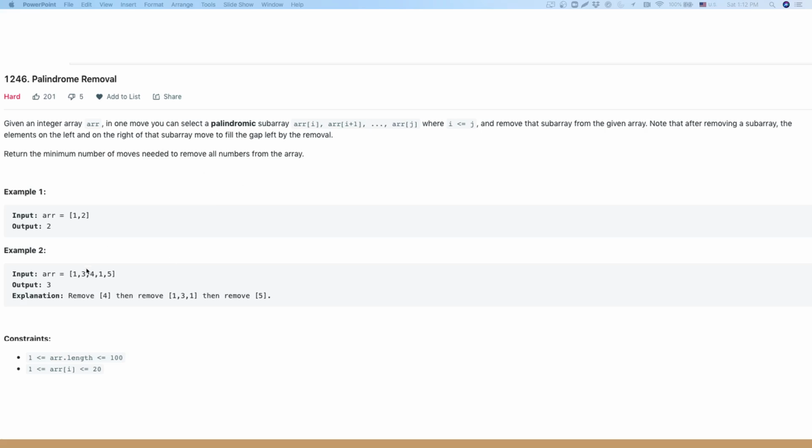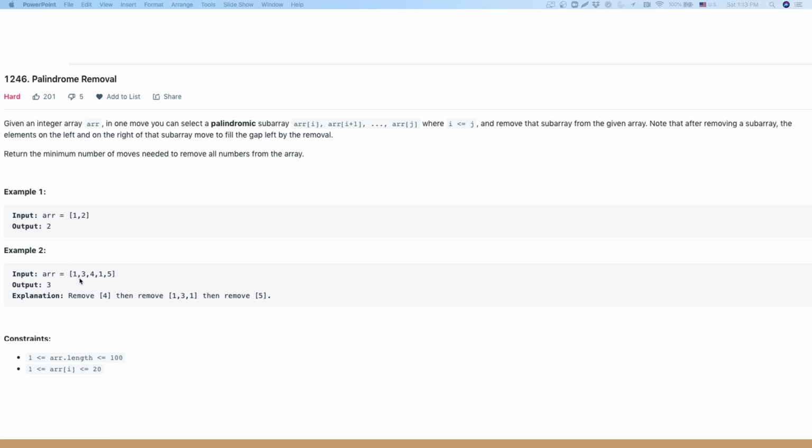So let's check one of the examples first. You have 1 and 2. Each time you want to remove a subarray which is a palindrome, and we don't have any palindrome except the individual items. So 1 and 2. The worst case is going to be 2, and the minimum number of moves you can make is also 2.